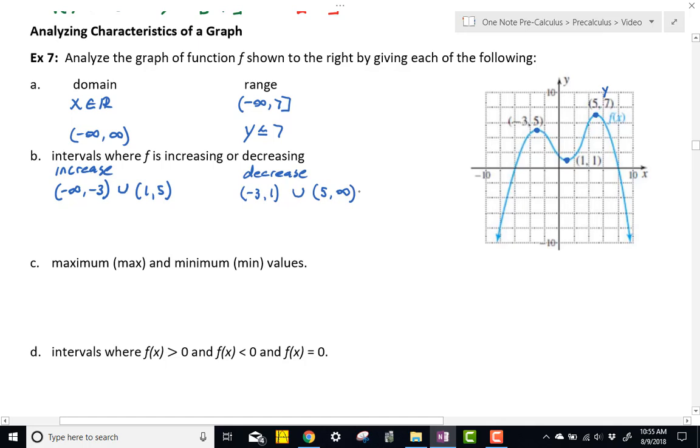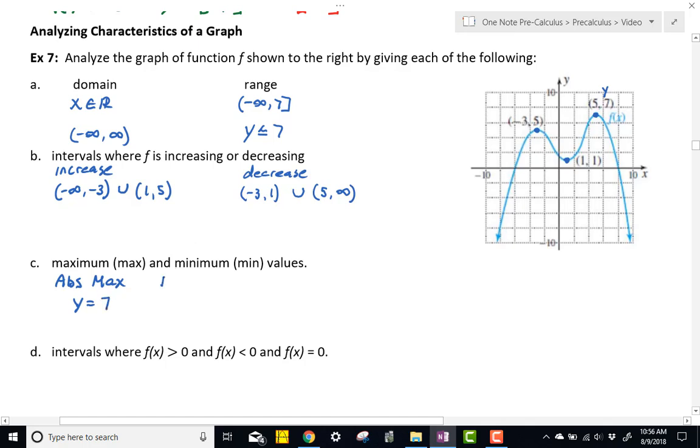All right. Maxes and mins. Now we're talking about local maxes and mins and absolute maxes and mins. So when we talk about maxes, we're going to do max first. Actually, I'm going to say absolute max. We know that the top of this graph is right here at the point (5, 7). We don't care about the 5. A max is a y value. So my absolute max is y equals 7.